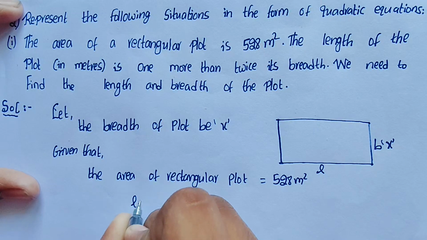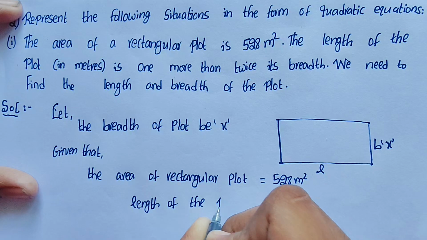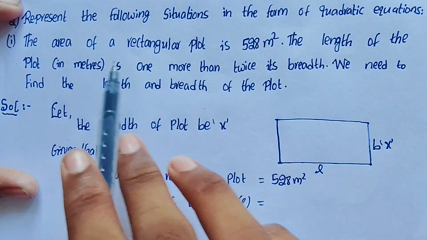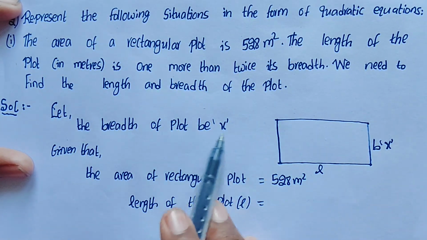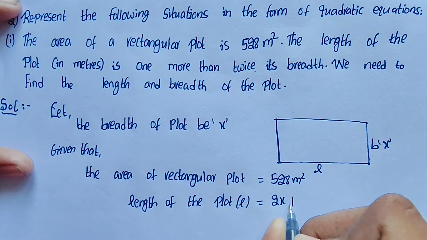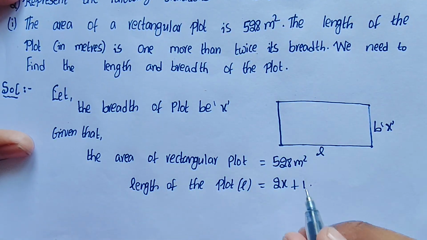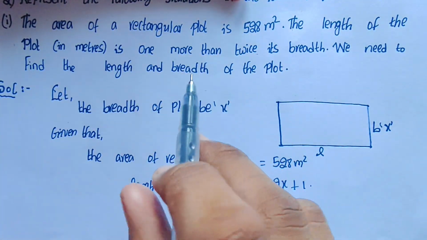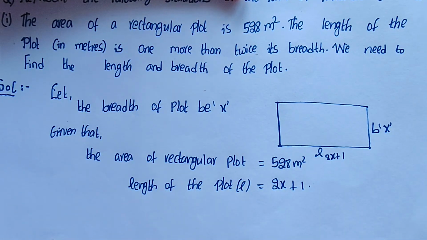So the length of the plot, L, equals what he said: one more than twice its breadth. We took the value of breadth as x. So twice its breadth means 2 into x, 2x, plus 1. So he gave the length as 2x plus 1. So L is 2x plus 1.